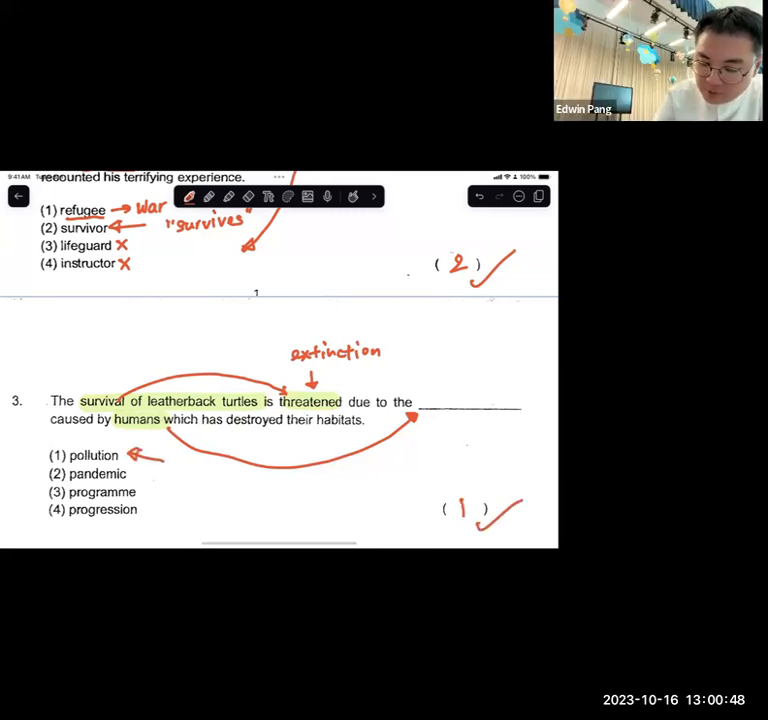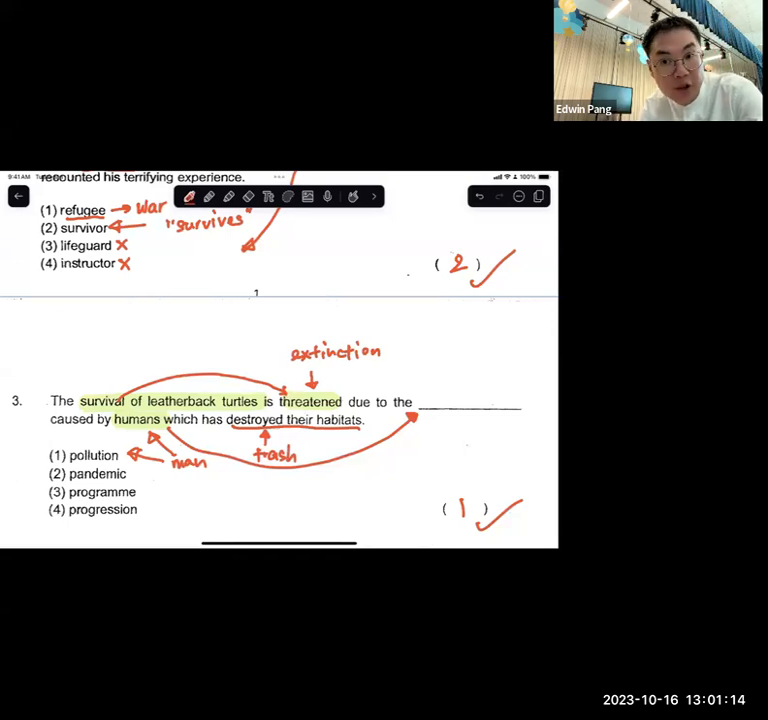Why is it pollution? Because pollution is man-made, okay? And that fits with the humans, right? And then it destroys habitats, right? So does pollution, like water pollution, right? Like trash in the water, does it destroy the habitats of the turtles? It does, right? So this has to do with trash and rubbish being dumped into the seas. So in this case, I'm not using the principle of elimination anymore.